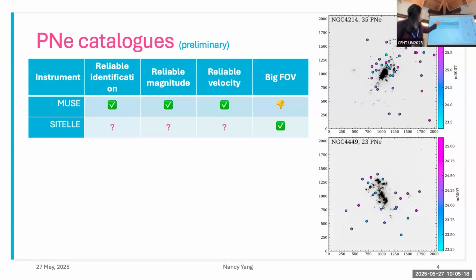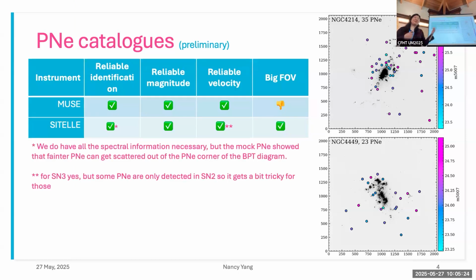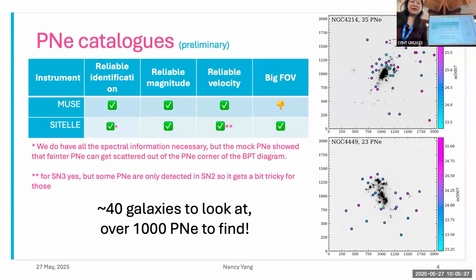So these are two preliminary catalogs of PN for two out of the 40 galaxies. We are pretty good at finding PN. The ones we find, we can be very certain that they are indeed PN. Some of them are harder to find in the centers of the galaxy, but maybe we can get that sorted later. And just to finish, there are about 1,000 more PN for me to find when I run everything on all the other galaxies in the catalog.